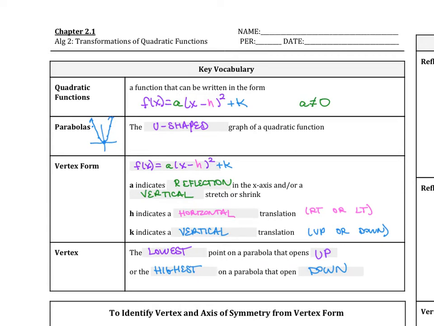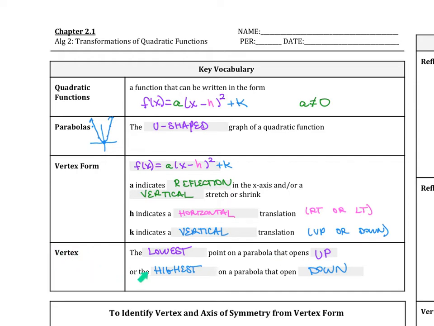Now, vertex form, the one we're focusing on, is the one I mentioned above, f of x equals a times (x minus h) squared plus k. So the a in the front, if there's a negative in it, there's going to be a reflection in the x-axis, or it can also represent a vertical stretch or shrink with these numbers here. H indicates a horizontal translation, so it means moves either right or left. K at the end indicates a vertical translation up or down.